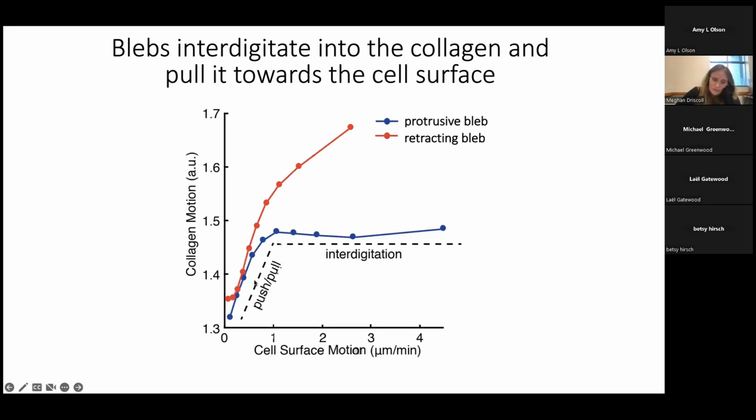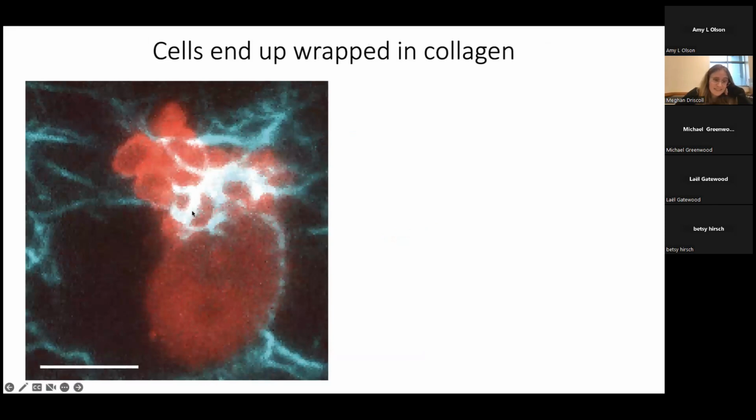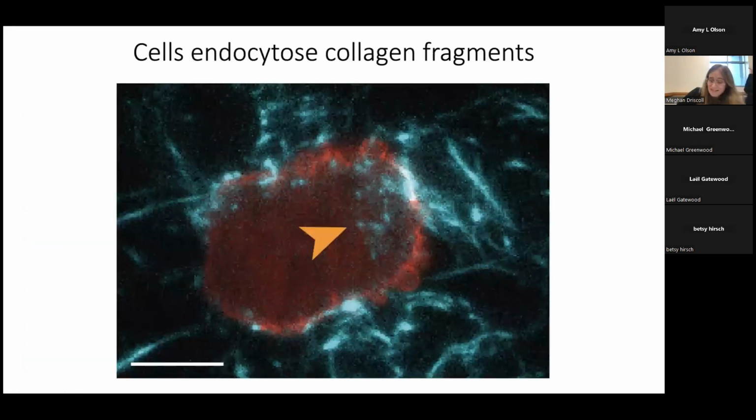And we interpret that to mean that the retracting blebs don't simply snake back out of the collagen, but instead are pulling the collagen toward the cell surface, okay? So the cells pull the collagen towards the cell surface, and indeed, the cells end up wrapped in collagen, okay? We wondered where the collagen went. If you just pulled the collagen and it didn't go anywhere, you would just end up in a giant collagen tangle. But it turns out that the cells are macropinocytosing the collagen, which is a little weird.